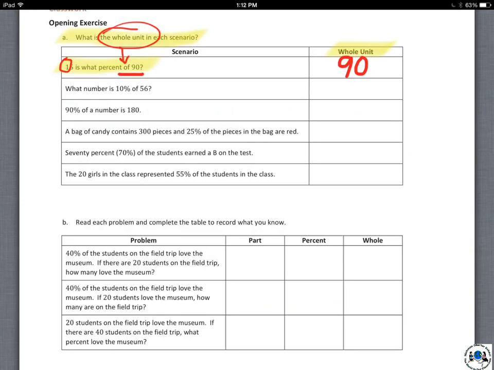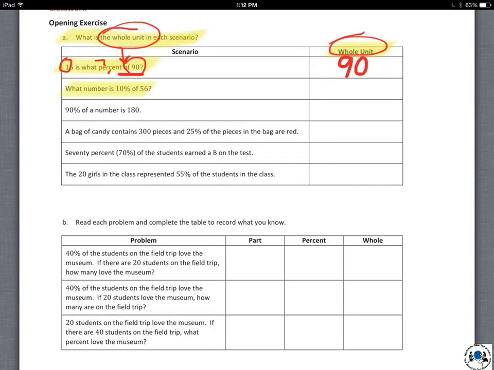90 is the whole, because we can see 15 of 90, what percentage is that? And of course, in this case, the percentage is something that we don't actually know. That's an unknown presently. But I don't care about you identifying the part or the percent, just the whole unit. So go ahead and do those five that are left, and come on back and let's see how you did.